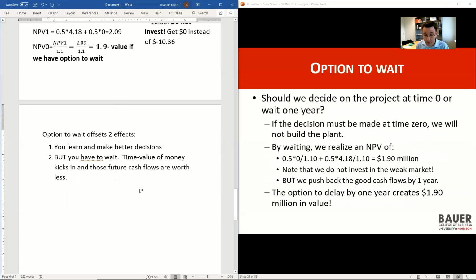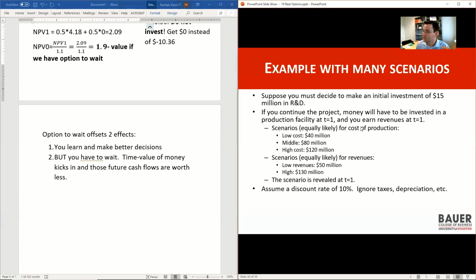Obviously, at some point, the cost of waiting can counteract the benefits. In this case, we created that 1.9 in value simply by waiting and learning if things were good or bad. Okay. Next, we'll do an example with many different scenarios.